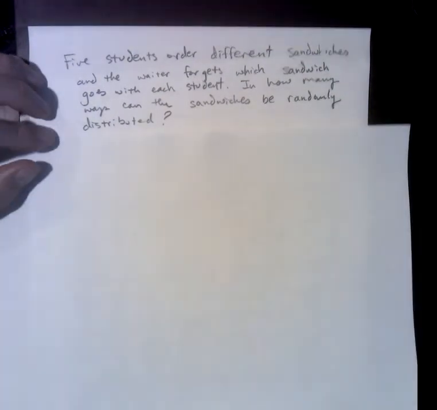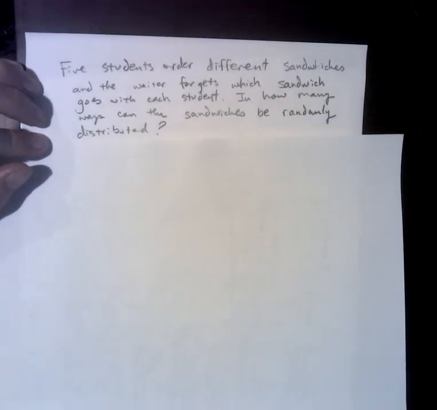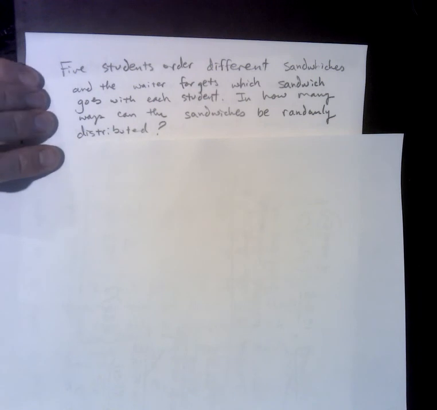Okay, 5 students order different sandwiches and the waiter forgets which sandwich goes with each student. In how many ways can the sandwiches be randomly distributed? So one thing that you're going to have to do for this section, once you get the formulas down or figure out how to do them in your calculator, that's not too bad, but you're going to have to figure out whether to use a permutation formula or a combination formula. And the key difference is whether or not order matters.